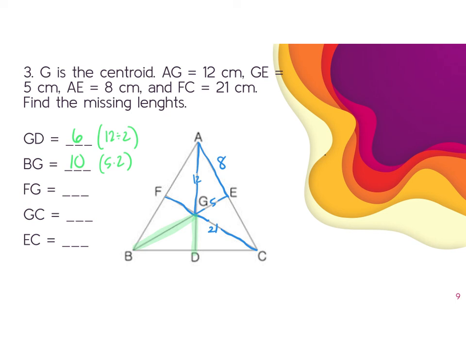FG. FG is this part here. If I know that the whole thing is 21, we want just 1/3 of that. So we're going to do 21 times 1/3, or 21 divided by 3, which is 7. Then it says I want to find the other part, G to C, which is the other 2/3 of it. So we'll do 21 times 2/3, which is 14. And then E to C. Because it's a centroid, E is a median, so it cuts AC in half, which means that E to C is also 8.